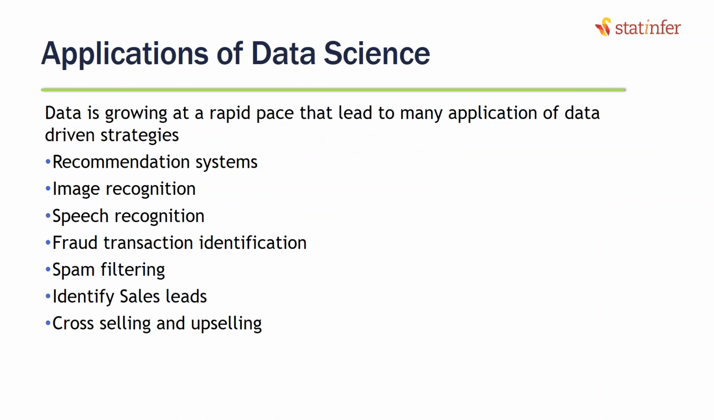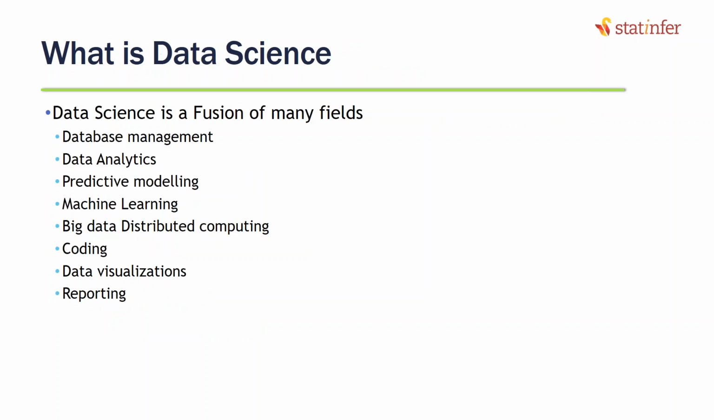If I have to talk about more applications, recently with the advent of a lot of data, we have recommendation systems, image recognition, speech recognition, fraud transaction identification, spam filtering, sales leads identification. Most of us might have used Yahoo Mail. The spam filtering in that is way worse than the spam filter we have in Gmail today. Almost 99.999% of the spam will be auto-detected by Google. But still, some of the spam makes it to our inbox. But data science is used everywhere. Wherever there is data, wherever we can improve the process by using the historical data, we can use data science methods.